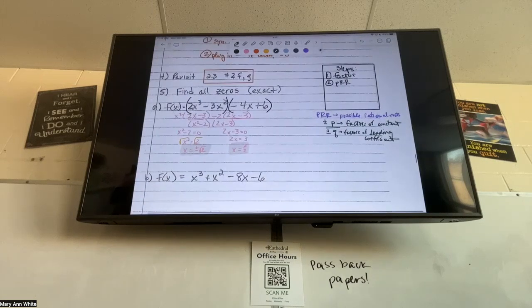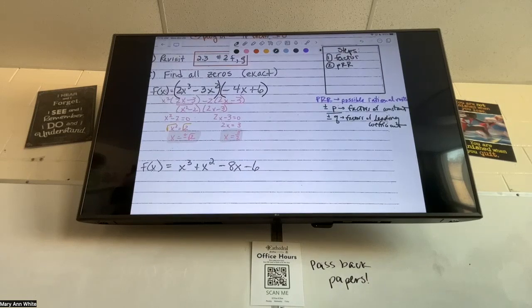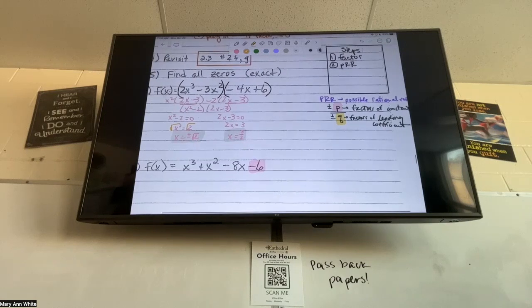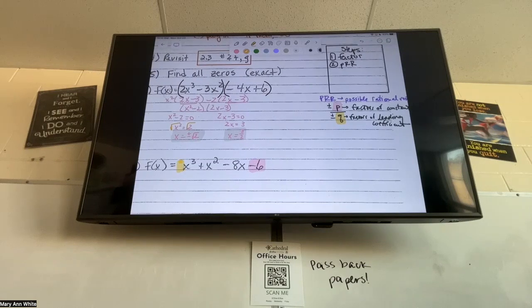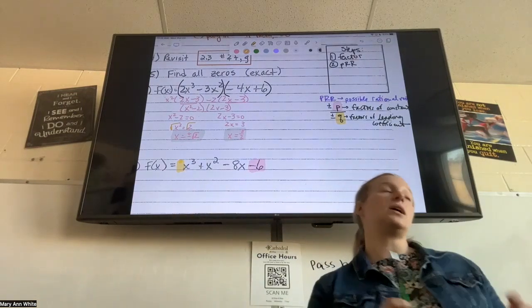If I look at letter B, which one is my constant? Let me highlight that pink. Which one's my constant? Not 1. Constant has no x's. -6. Good. Constant has no x's. So my P, my numbers that multiply to be 6, are going to go on top. And then in yellow, I'll highlight my Q, my leading coefficient. What's my leading coefficient? This time it's my 1. It's my leading number. The 3 there is your exponent, and then 1 is my leading coefficient.